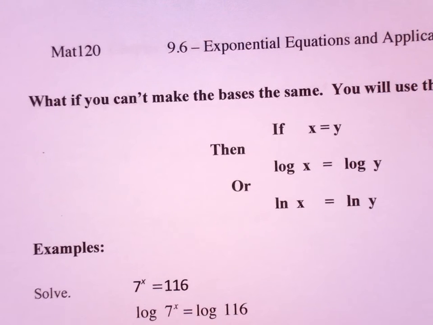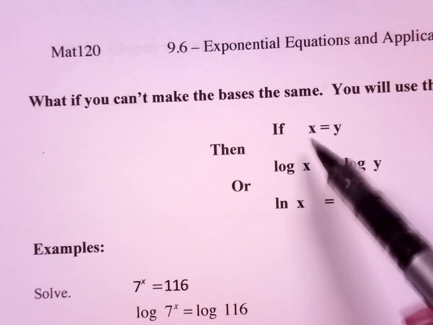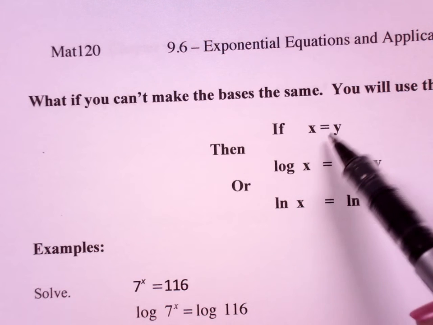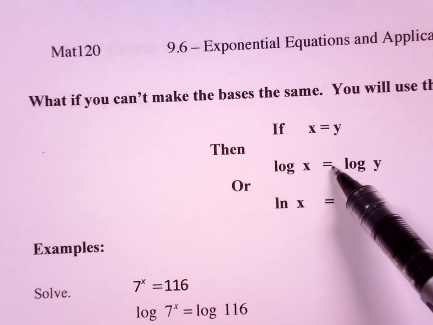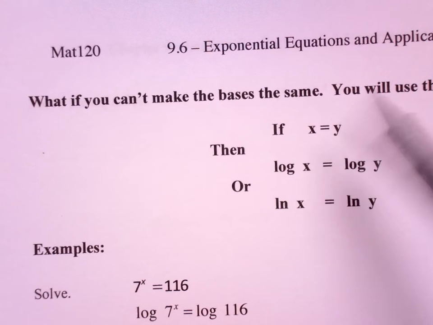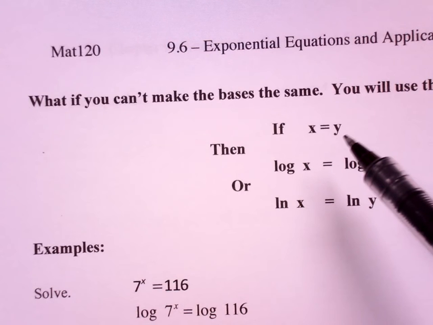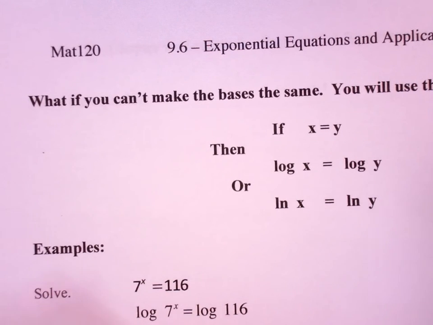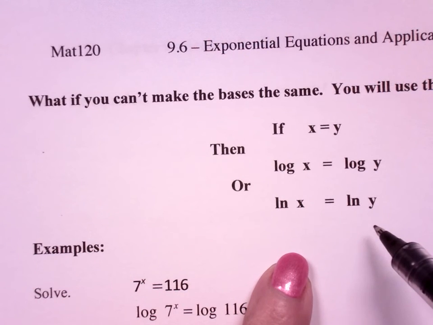Going to be true of most problems. What if you can't make the bases the same? Then we're going to use another property, which says that if x is equal to y, then the log of x is equal to the log of y, right? It's kind of like x is equal to y, then x squared equals y squared. If you do the same thing to both sides, they still remain equal. So I'm going to take the log of both sides, or I could take the natural log of both sides.